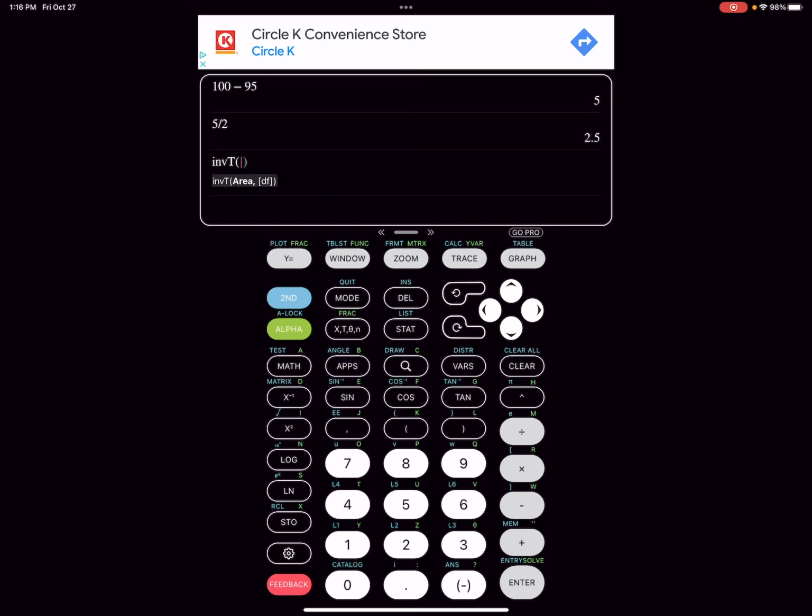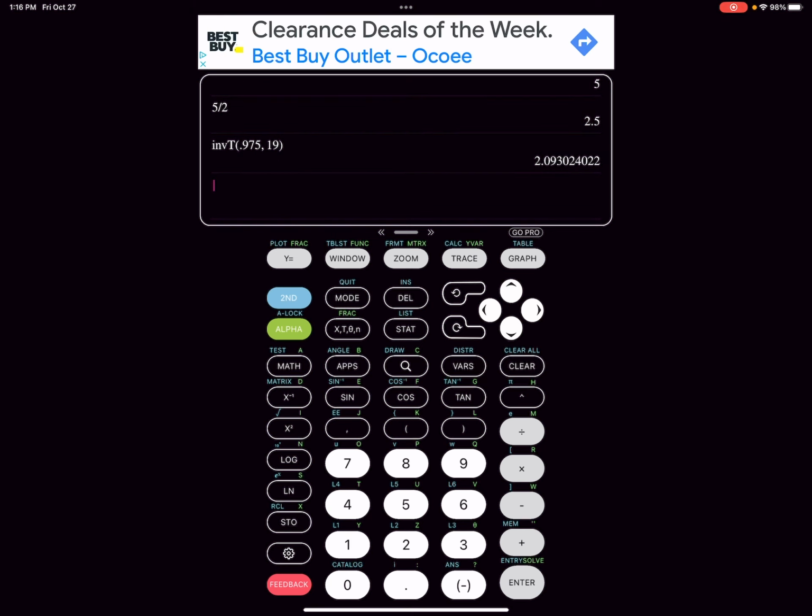So instead, you could use 97.5% or 0.975. And then the degrees of freedom, so I need to put a comma, and my degrees of freedom, remember, are 19. And then hit enter, and you're going to get the same exact value that we find on the t-table, which is 2.093.